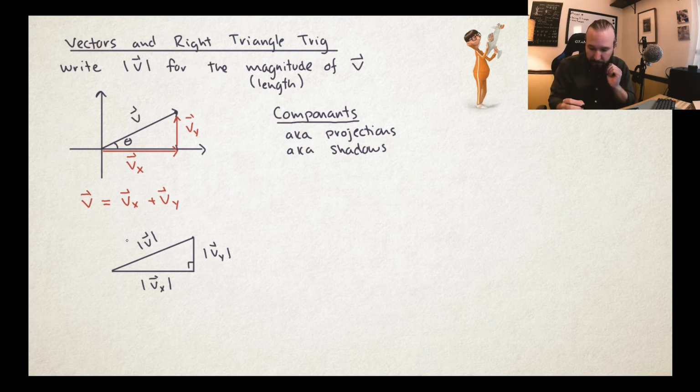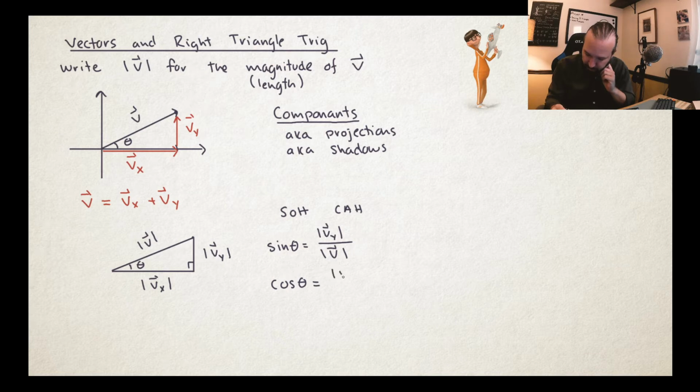So from SOHCAHTOA, actually I only need SO and CA here. I could say, okay, so here's theta. I could say that the sine of theta is equal to the opposite, that's the magnitude of v sub y, over the hypotenuse, that's the magnitude of v. And likewise, the cosine of theta is equal to the magnitude of v sub x divided by the magnitude of v. Okay, so here is how you break down a vector into its components.